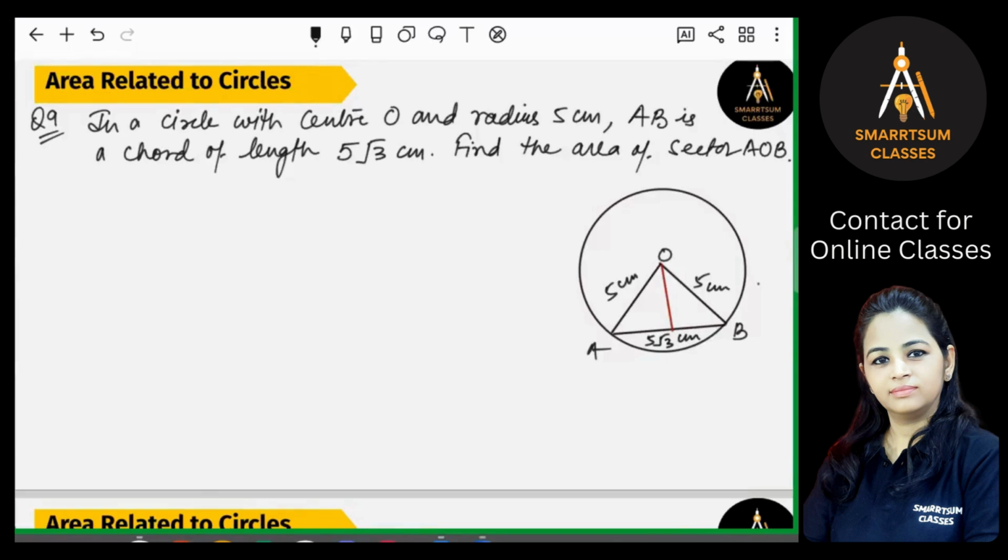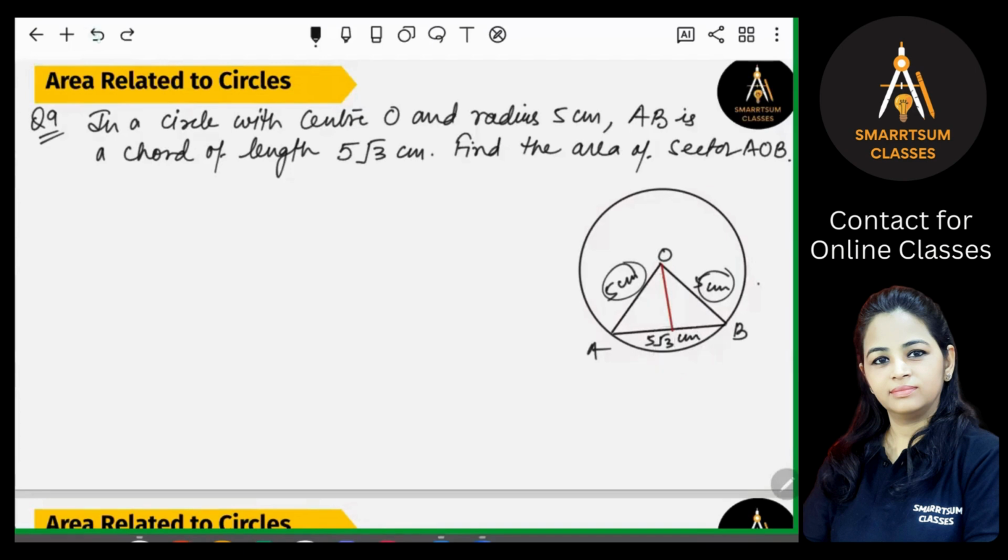Look at this question, question number 9. In a circle with center O and radius 5 centimeter, AB is a chord of length 5 root 3 centimeter. Find the area of the sector AOB, right? Within this circle, center is O. Radius is 5 centimeter, so OA and OB are 5 centimeter, and the length of the chord AB is 5 root 3 centimeter. Now we have to find the area of this sector AOB.